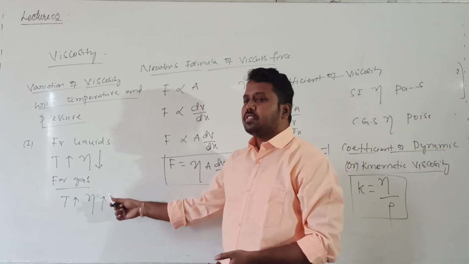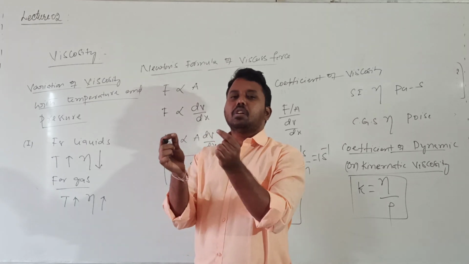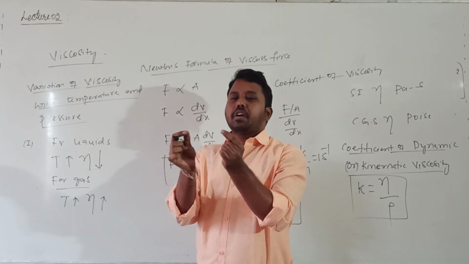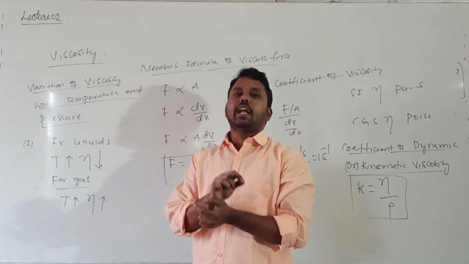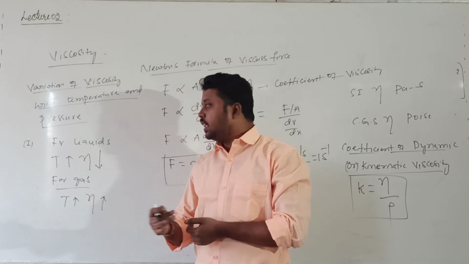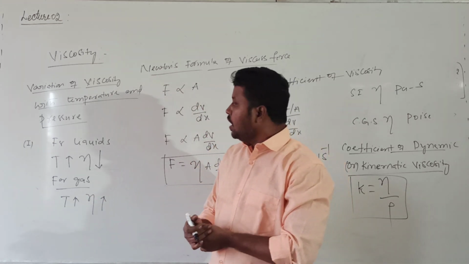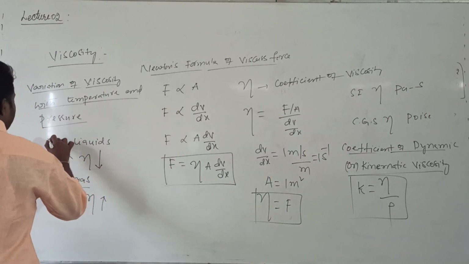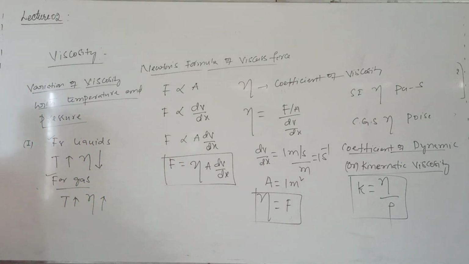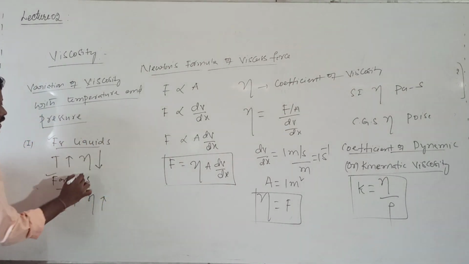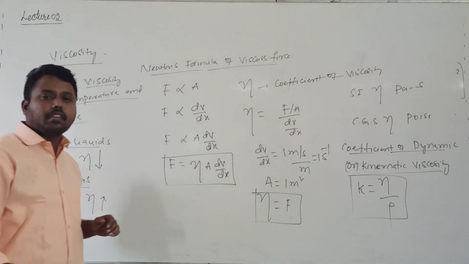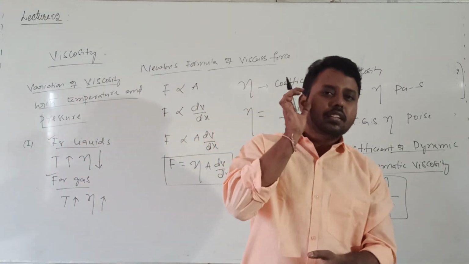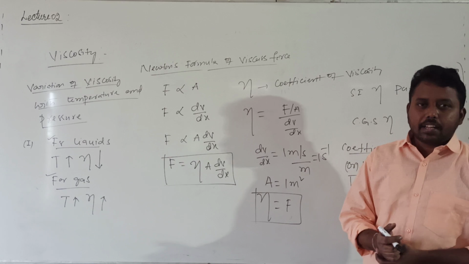But in the case of gases, with increasing temperature, collisions occur more. Because of more collisions, molecules interact strongly. That's why the viscosity increases. So the variation of viscosity for liquids and gases is opposite. For liquids, with increasing temperature, viscosity decreases. For gases, with increasing temperature, viscosity increases.